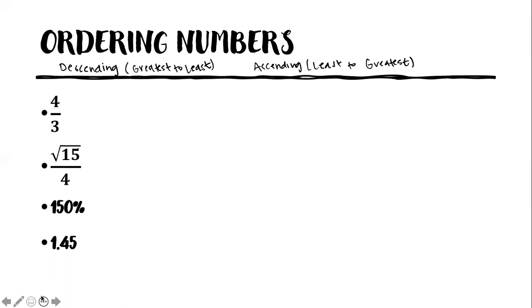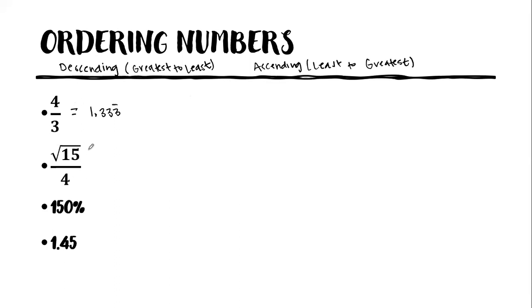What format do we usually prefer them all to be in? Decimals, yes. So how would I change this fraction 4/3 into a decimal? Divide it, right? The numerator divided by the denominator. So 4 divided by 3 would be 1.3 repeating. Okay. Square root of 15 over 4.